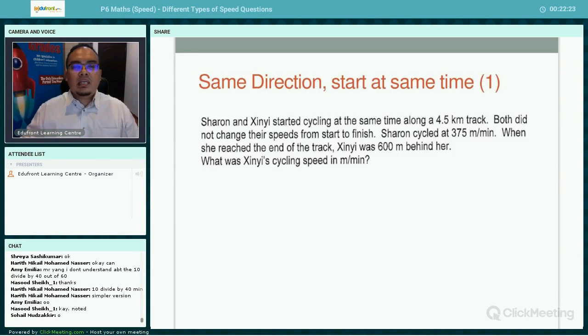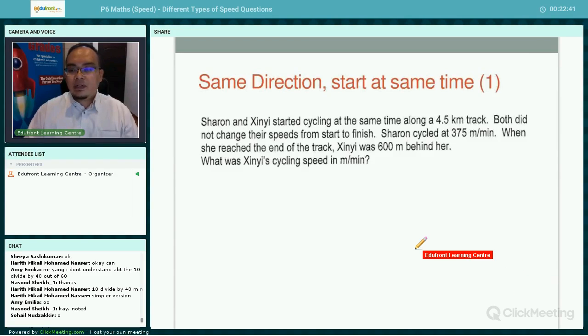Say you have two persons racing 100 meters. They will start at the same time. Whoever runs faster will obviously be ahead, and whoever runs slower will be behind. All right, so this is another type of speed question that they can ask you.